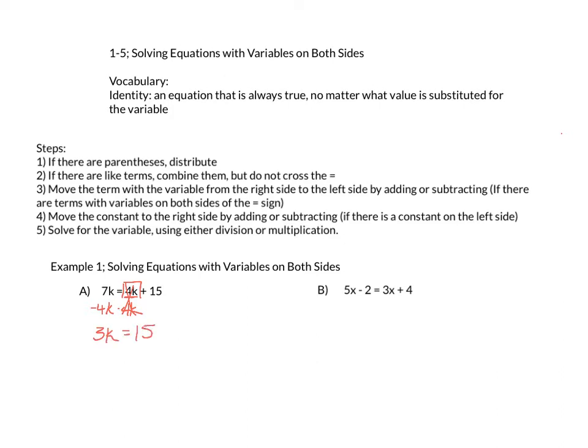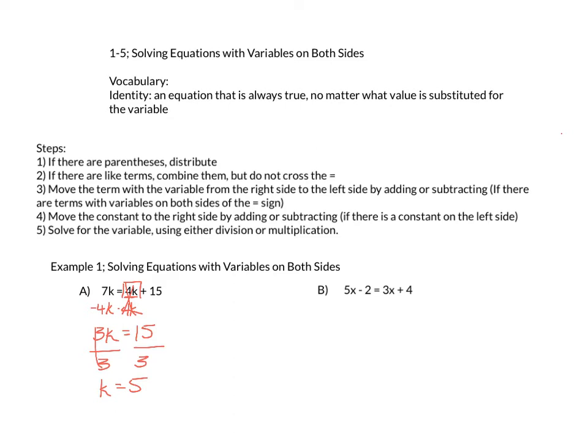Step 4 says move the constant to the right side by adding or subtracting. There is no constant on the left side here, so we can skip that step. And the 5th step is to solve for the variable using either division or multiplication. We know the 3k means multiply, so we can divide each side by 3. And k equals 5. All right, and if you want to check that, you can.